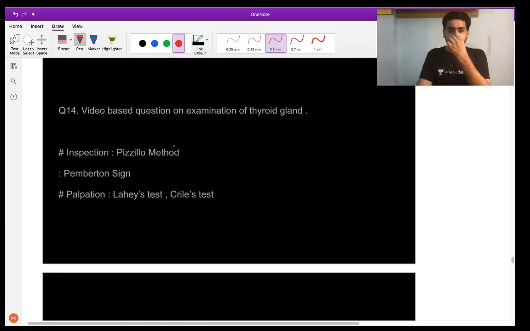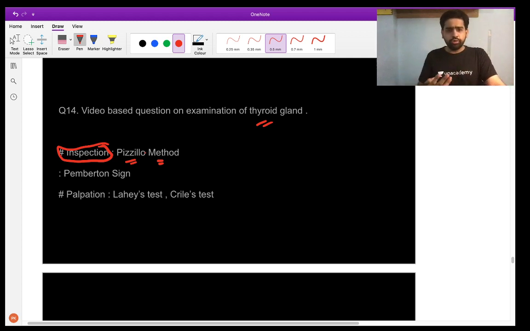Now, an image-based question was asked on examination of a thyroid gland. So how do you examine a thyroid gland? You all must have read it in the final year, but we tend to forget it. So there is inspection, where you go for the Pizzillo method. What is this Pizzillo method? You ask the patient to sit on a stool, put both hands behind the neck and hyperextend the neck. It makes the thyroid gland more prominent and easier to inspect. So this is basically for inspection, not for palpation.